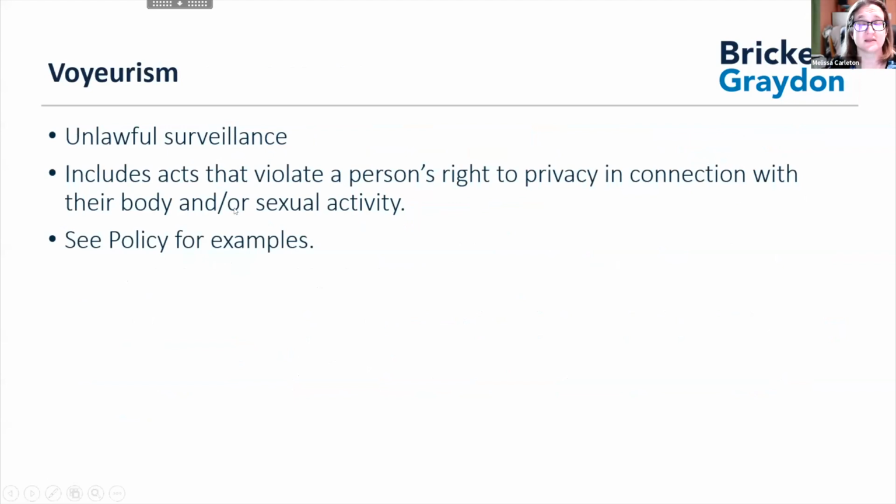We also have voyeurism, that's unlawful surveillance. It includes acts that violate a person's right to privacy in connection with their body and or sexual activity. This is the hiding in the bushes, looking in the windows when someone is undressing, that sort of behavior. It can also be putting sexual conduct on the internet or taking videos or things of that nature when someone is not aware that that's happening.